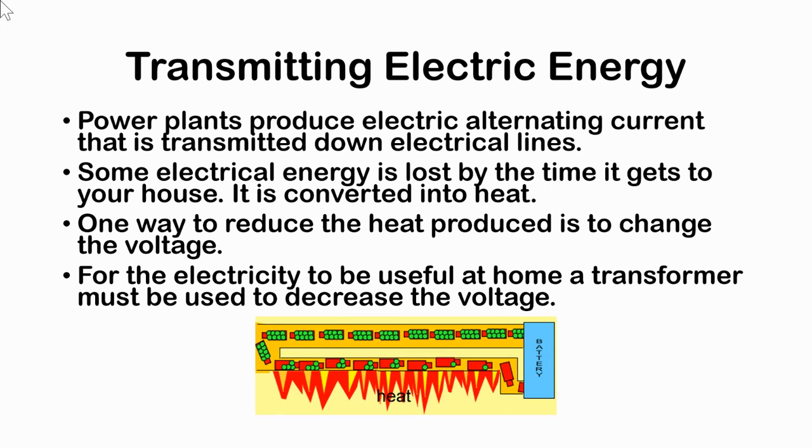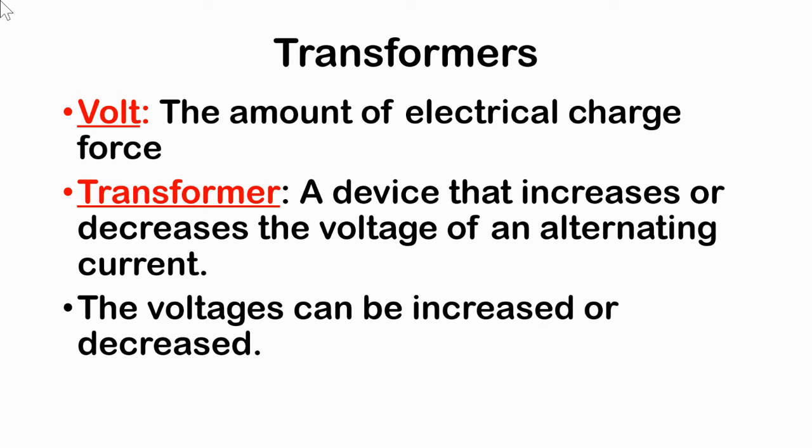So let's talk a little bit more about transformers. So the volt, what is a volt? A volt is the amount of electrical charge force. Okay, so there's a force of electrical charge, and so that's what the volt is. A transformer is a device that increases or decreases the voltage of an alternating current. The voltages can be increased or decreased.